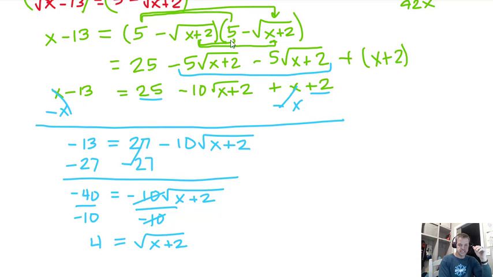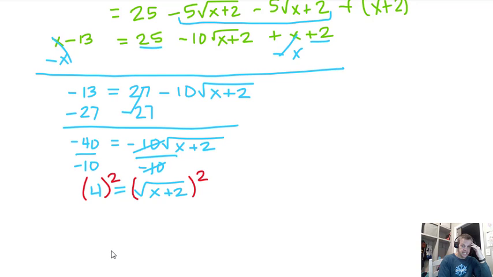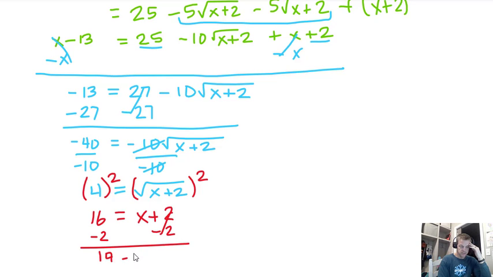So I'm going to square both sides yet again, and so now this is like one of the easier problems we started with. So 4 squared is 16, and then square root of x plus 2 squared is just x plus 2. And so we take away 2, and we get 14 is the solution.